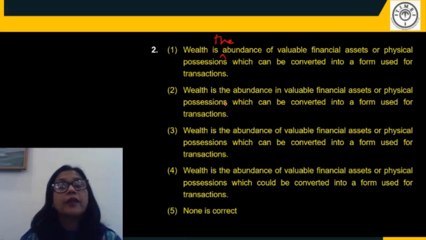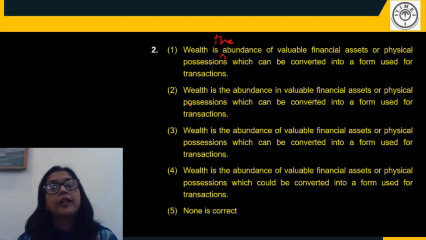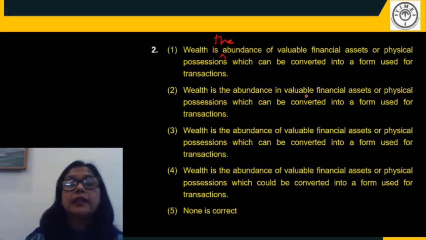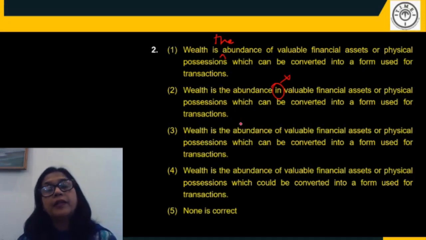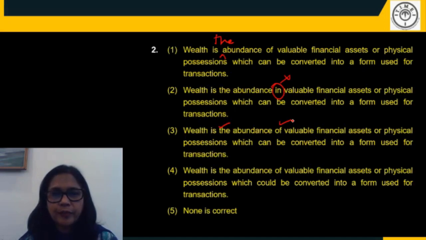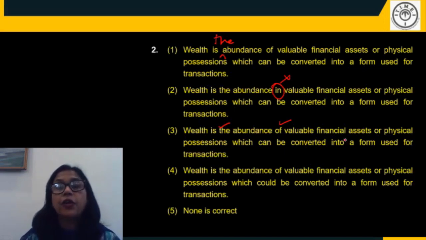One is wrong. The "we" we see everywhere, so fine. The second one, wealth is the abundance in, wrong over here, wrong preposition used, so ruled out. Go to the third one, wealth is the abundance of valuable financial assets or physical possessions which can be converted into a form used for transactions. Absolutely correct. The fourth one, wealth is the abundance of valuable financial assets or physical possessions which could be converted into a form used for transactions.